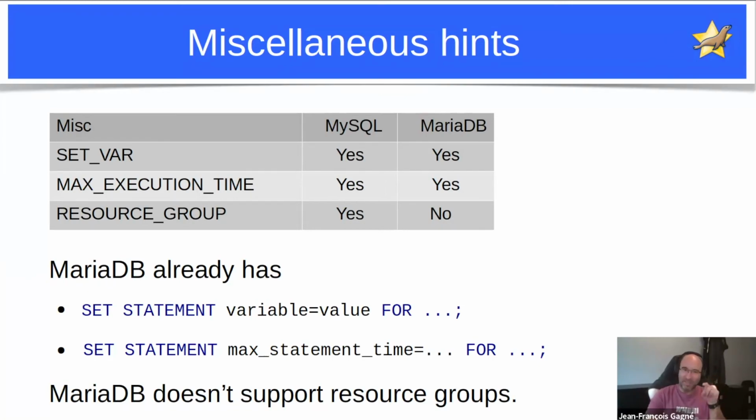Okay, it looks like it's me again. So max execution time only worked for select, right? I don't think it works for update, delete, and insert.